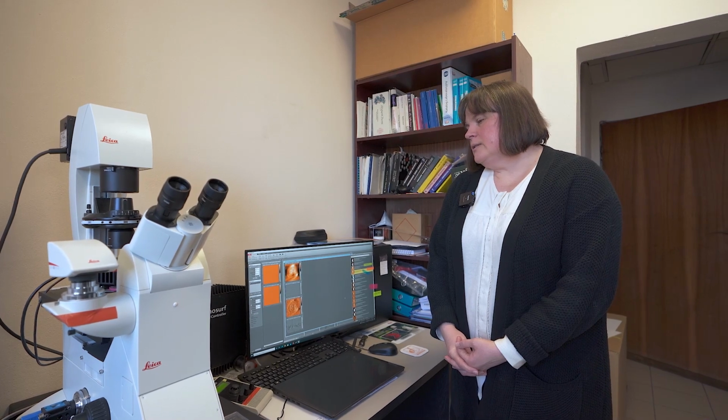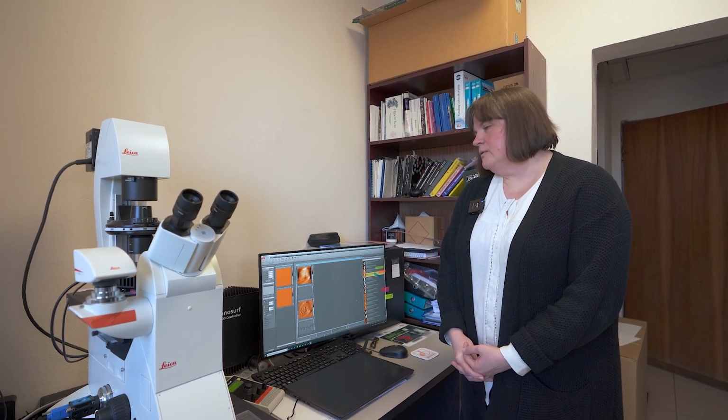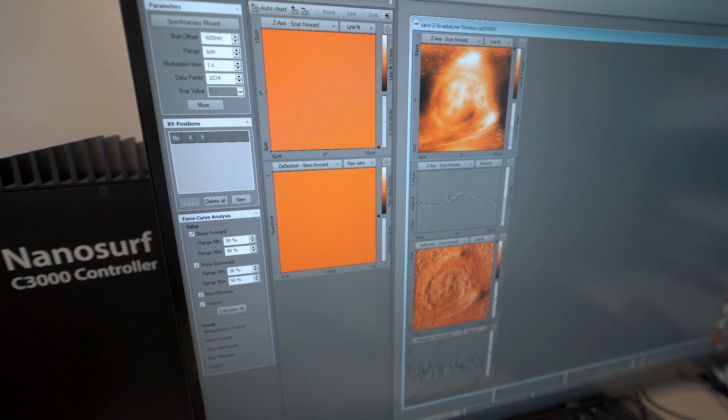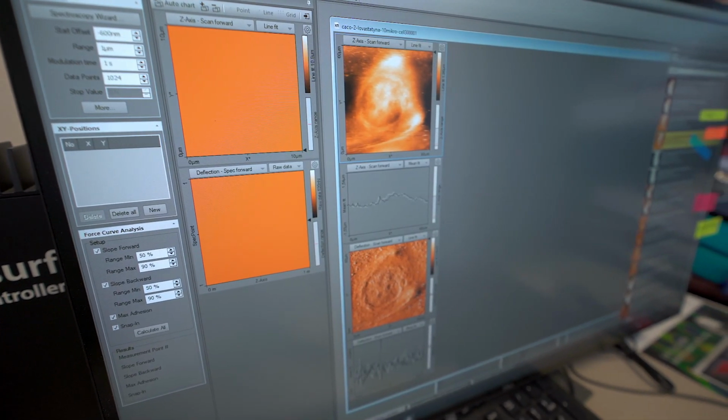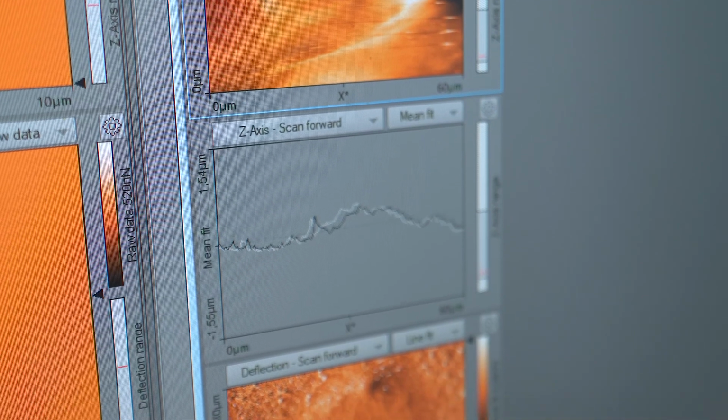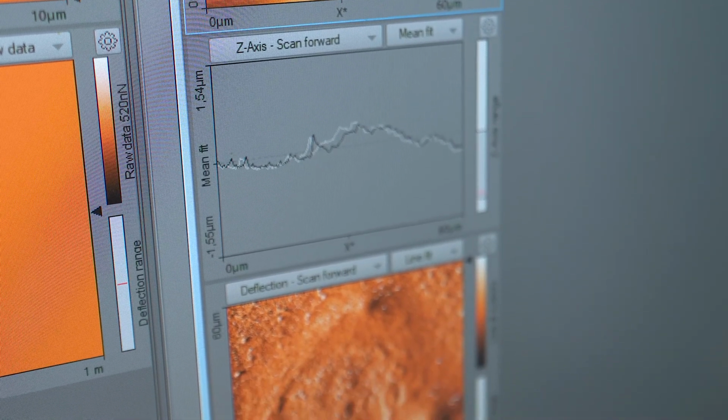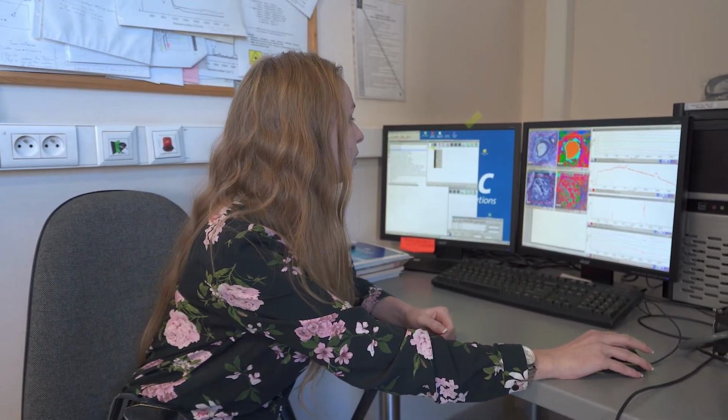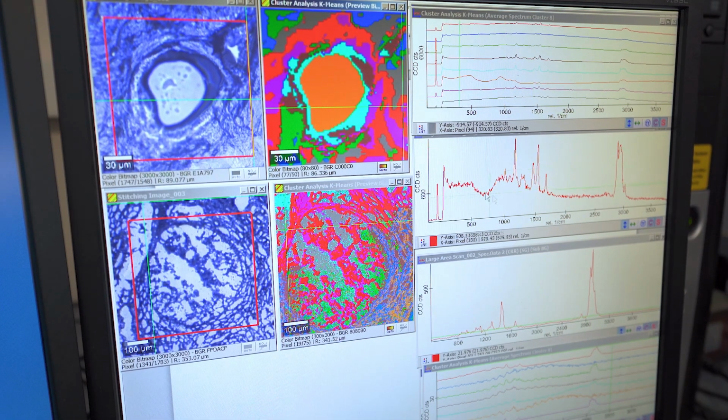Nanomechanical properties are analyzed, of course, by using the dedicated software, which enables analysis of parameters such as Young modulus, stiffness, and adhesion. Data acquisition is performed by using the VTEC Control Plus system, enabling cosmic ray removal, noise filtering, and baseline subtracting. Here we have a video image, Raman image, and Raman spectra for a normal human duct. And here we have a video image, Raman image, and Raman spectra for a cancer human duct.